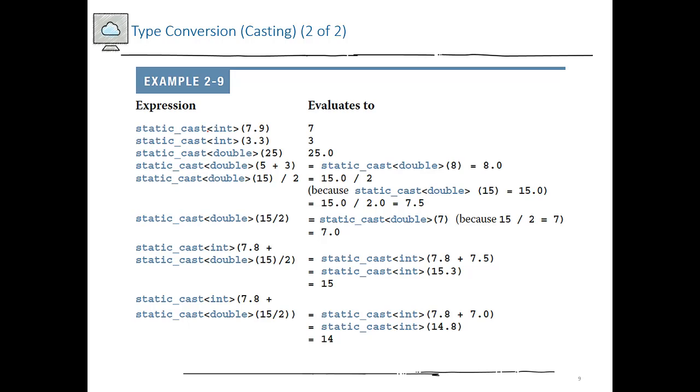Right here, you will see that we're doing static cast to an integer, and we're providing a floating point there, and it evaluates to an integer, right? Again, if you take an integer and typecast to a double, then it will evaluate to a double. So you take 25 and convert it to a double, then the result will be 25.0. Okay, and so on and so forth.